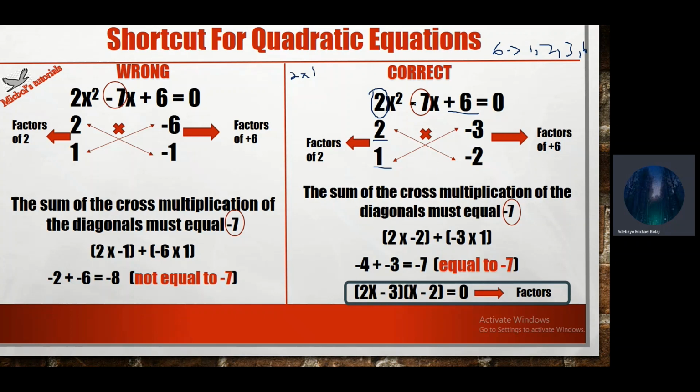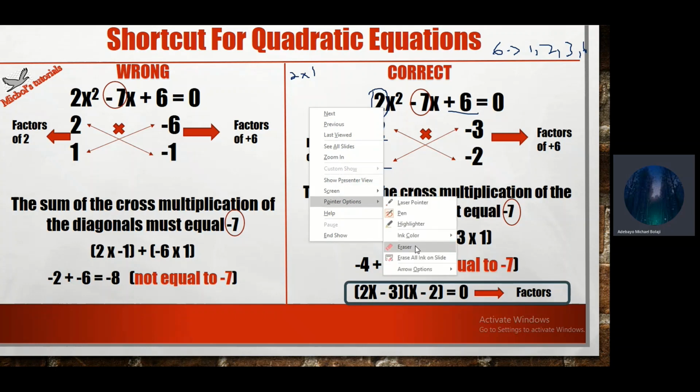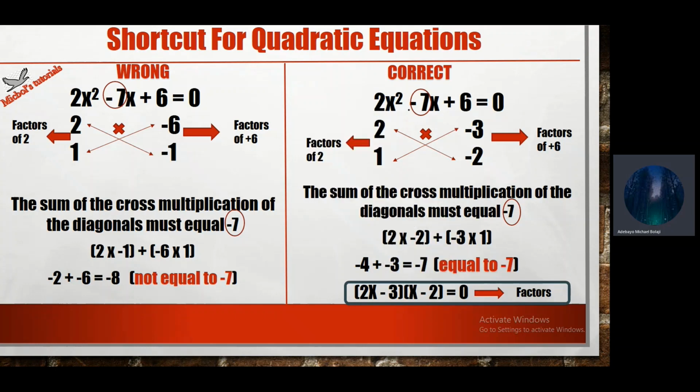Now, the shortcut states that the sum of the cross multiplication of the diagonals must equal the center number, which is minus 7. So I have 2 times minus 2, which is minus 4. Then I have 1 times minus 3, which is minus 3. Minus 4 minus 3 will give me minus 7. That is why this is correct.